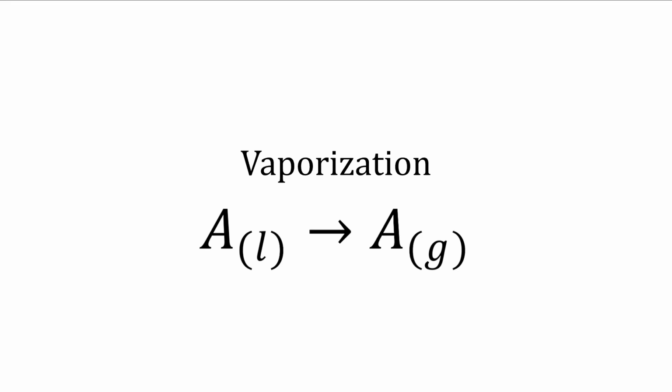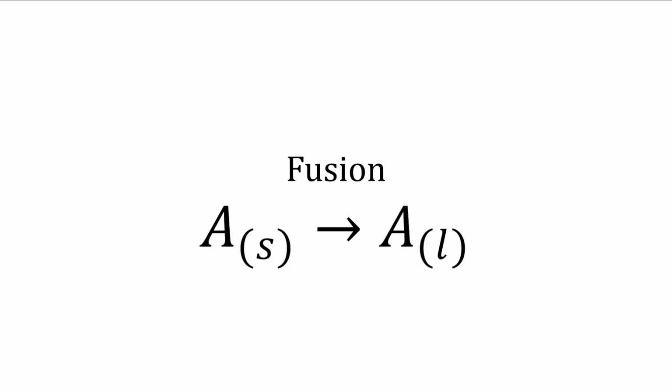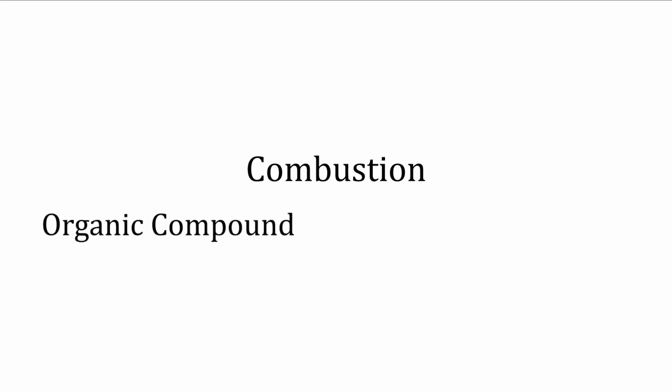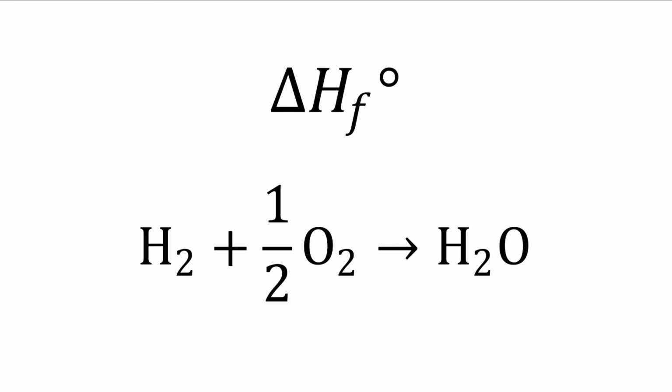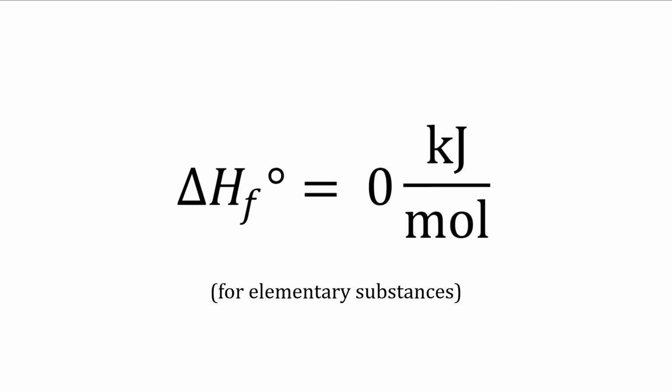There are 4 types of enthalpy change: vaporization when liquid turns to gas, fusion when solid turns to liquid, and combustion when an organic compound becomes CO2, CO, or elementary carbon, and water. The fourth is the enthalpy of formation, which is the enthalpy change when 1 mole of a substance is formed from its constituent elements. At standard state, which is 1 atmosphere of pressure and 298 Kelvin, the standard enthalpy of formation for elementary substances is 0 kilojoules per mole. Standard state is denoted by a superscript circle.